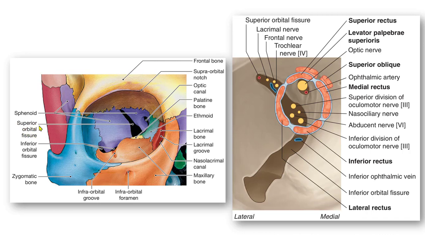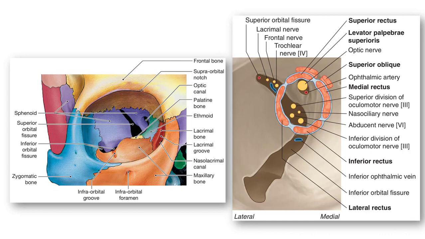Now, if we have a superior orbital fissure, it must mean that we also have an inferior orbital fissure, which is this cleft or opening. It's formed largely by the opening found between the greater wing of the sphenoid bone and the orbital surface of the maxilla. The optic canal gives passage to the optic nerve in addition to the ophthalmic artery as they make their way to the ocular bulb or eyeball.